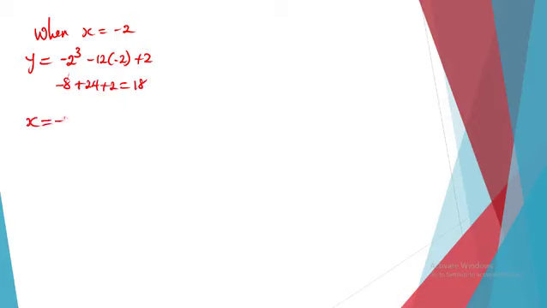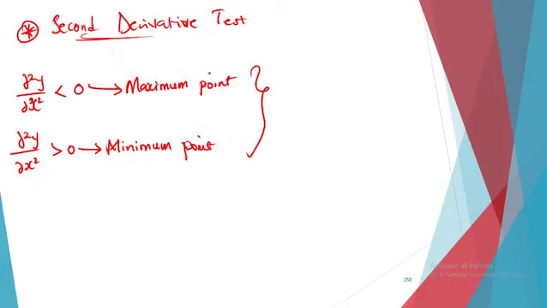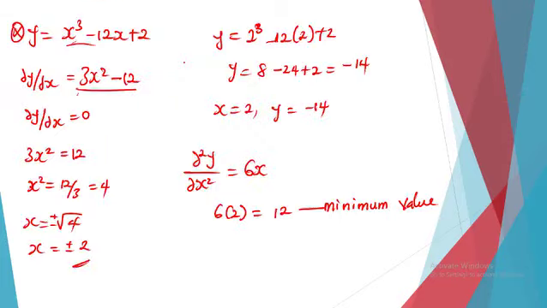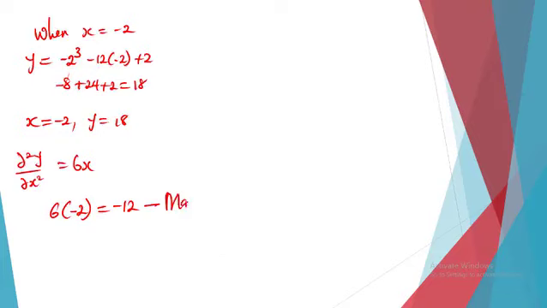So at the point where x is minus 2, then y is 18. Now we'll substitute the value of x, which is minus 2, in our d squared y over dx squared, which is 6x. Remember? So we have 6 into minus 2, and that will give us minus 12, which is negative. I told us that the point where d squared y over dx squared is less than 0 is the maximum point. So this condition has satisfied that. So that is the maximum point. Okay, so that is how to derive minimum and maximum point using the second derivative test.